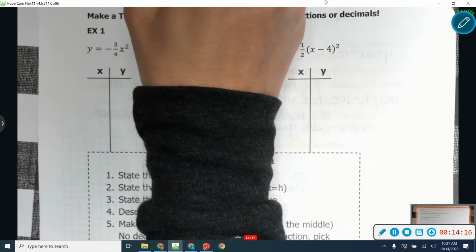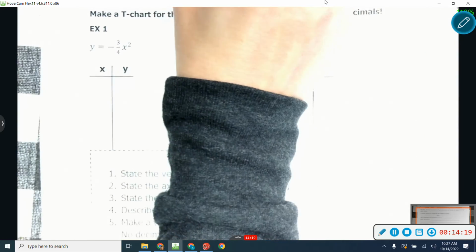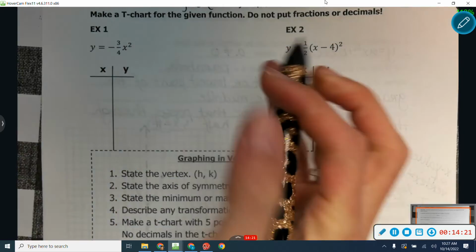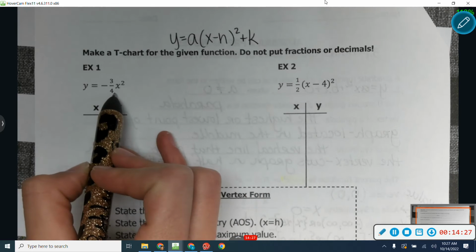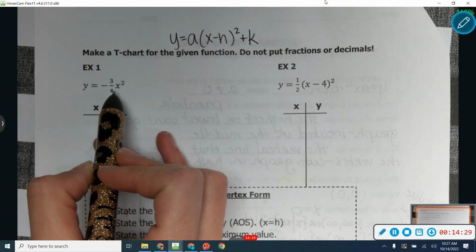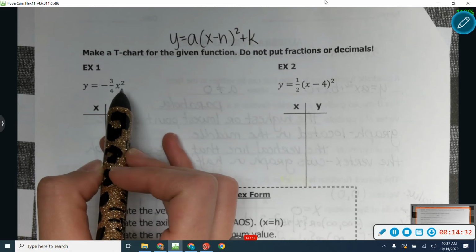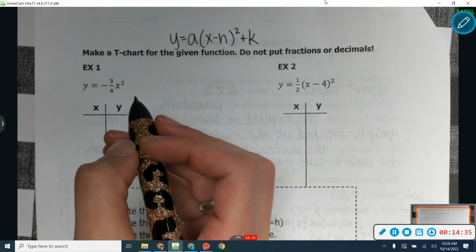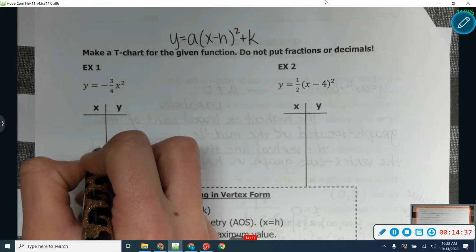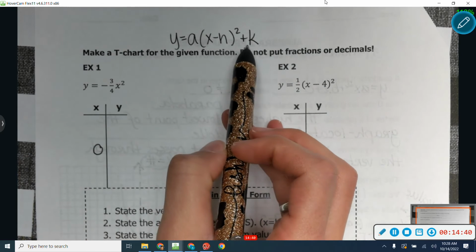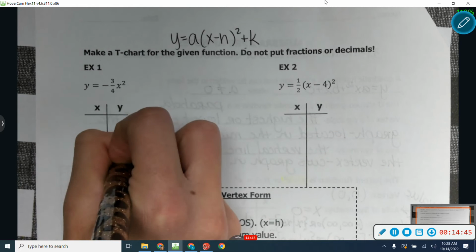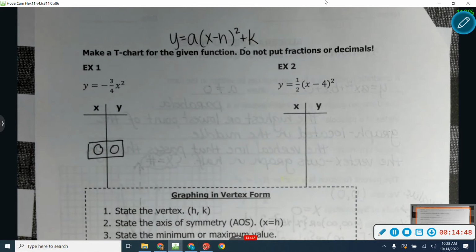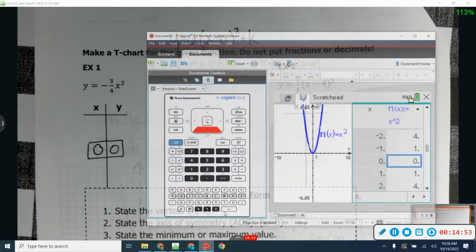So if you compare vertex form to what I give you, okay, this is my vertex form. If I'm looking at example 1, do I have anything in parentheses attached to my x? No. So that means my x value of my vertex would be 0. Do I have anything added or subtracted behind my x squared term? No. So that's also 0. So 0, 0 is still going to be my vertex for this particular example. Okay? Then I'm going to go to my calculator.